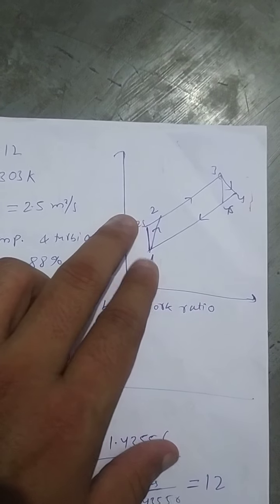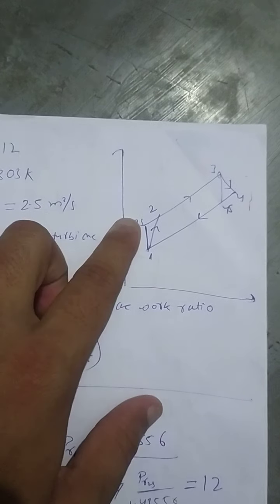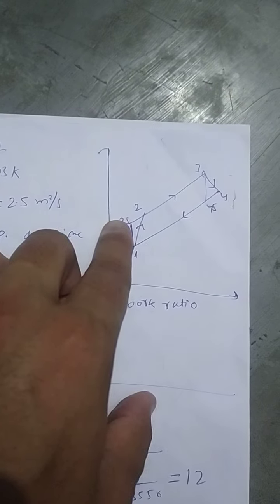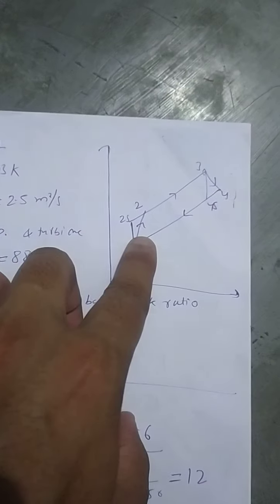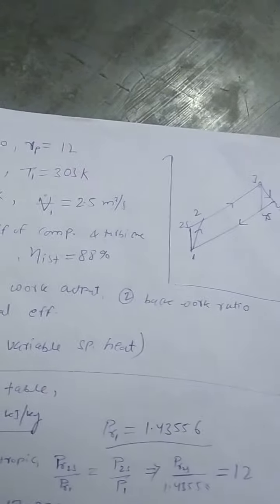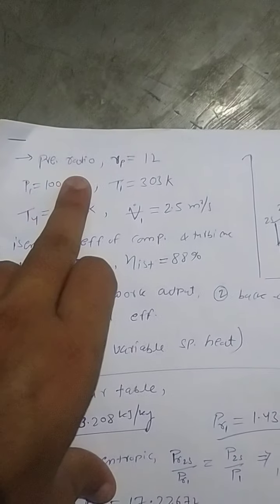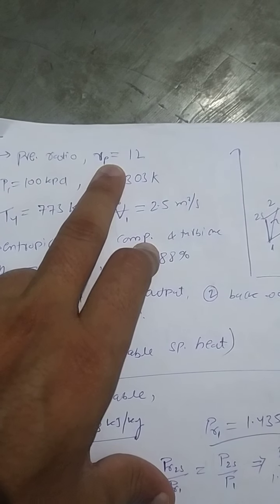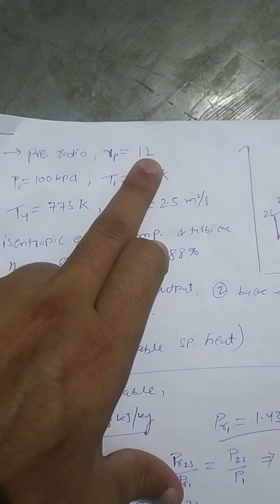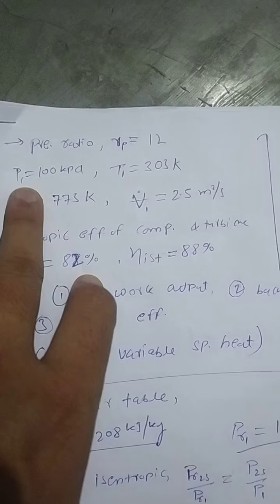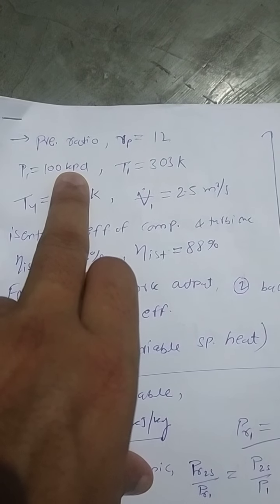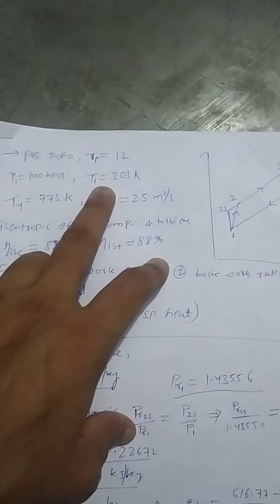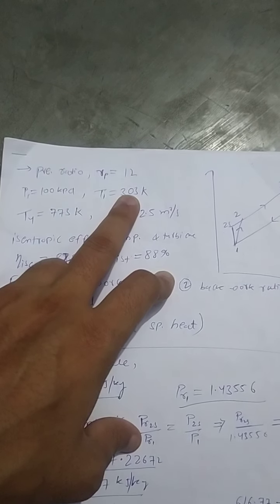The cycle is working between two pressure limits, this one represents high pressure and this is the low pressure line. Now the given data: pressure ratio is given because they are working between two pressure limits. Rp is equal to 12. Initial pressure is 100 kilopascal. Initial temperature T1 is 303 Kelvin.